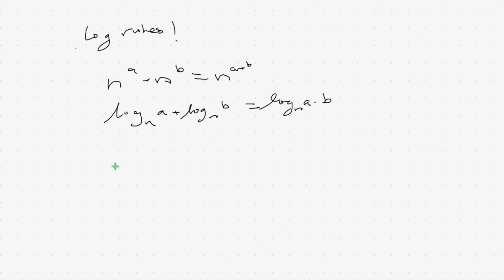Okay, so for example, let's do log base 2 of 6 plus log base 2 of 32 divided by 6. What is this expression going to be?